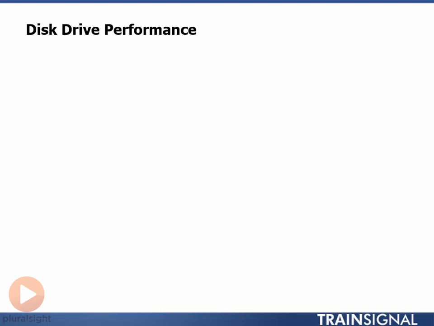Disk drive speed is measured in RPM. This is the mph of the disk drive world. Whereas mph is miles per hour, RPM stands for revolutions per minute. It's essentially how many times the drive platters spin in a minute.